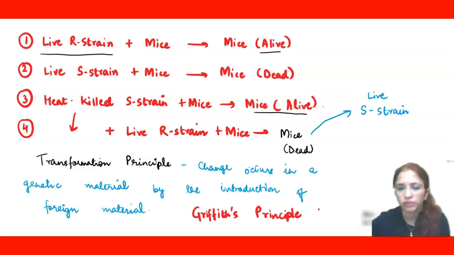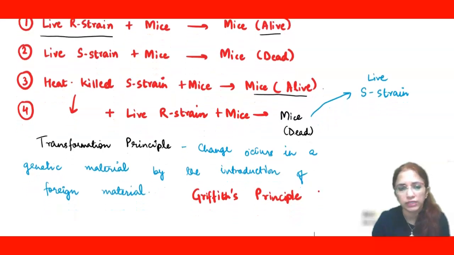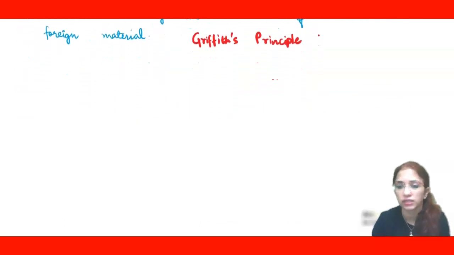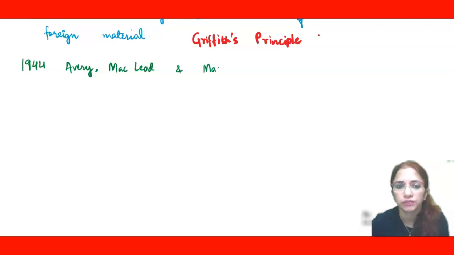Now, a very important thing is, Griffith did his experiment, but he was never able to explain why this change happened. So in the year 1944, there were three scientists, you need to learn the names, Avery, MacLeod and McCarty, right? They reworked on the transformation principle to find out the reason.